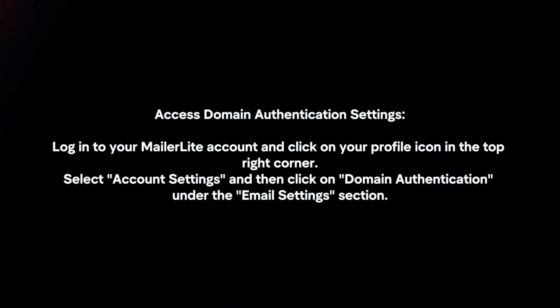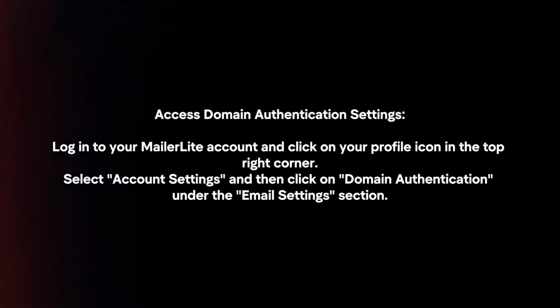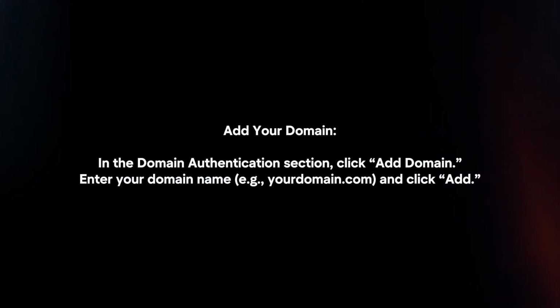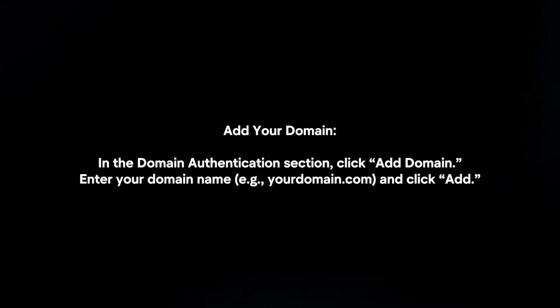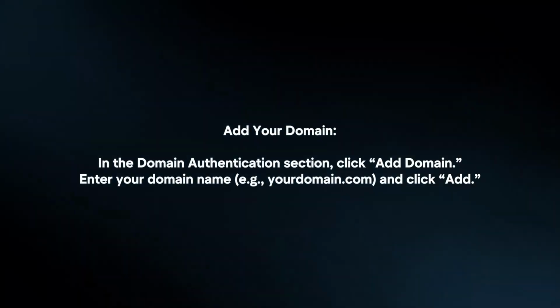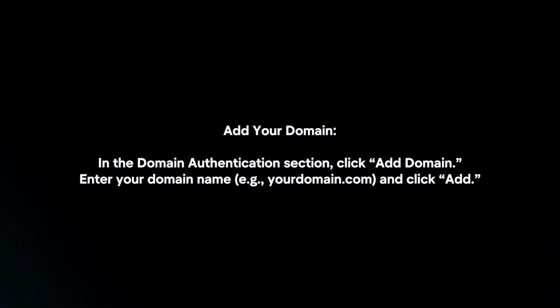Select Account Settings and then click on Domain Authentication under the Email Settings section. Add your domain. In the Domain Authentication section, click Add Domain. Enter your domain name and click Add.